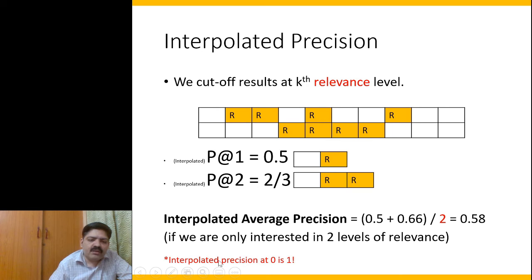What happens for precision at 0? This is a corner edge case. Usually, if you are not retrieving anything, that's the best way. You could never go wrong. So for theoretical analysis, we assume that the precision at 0 is 1. This is just for the sake of completion of this argument.